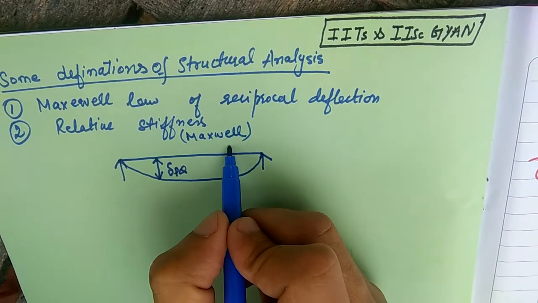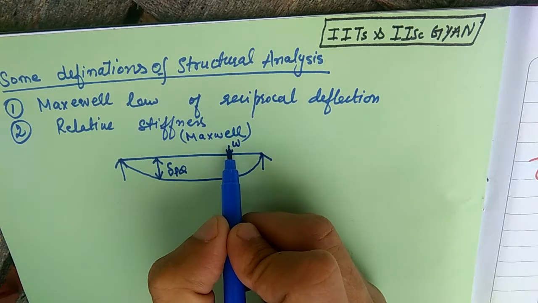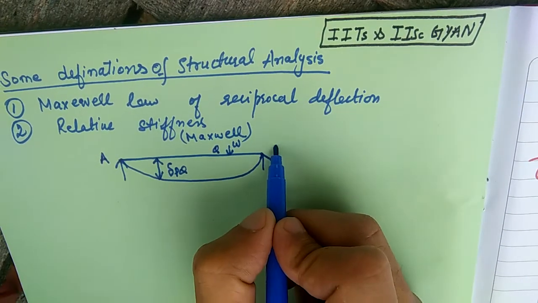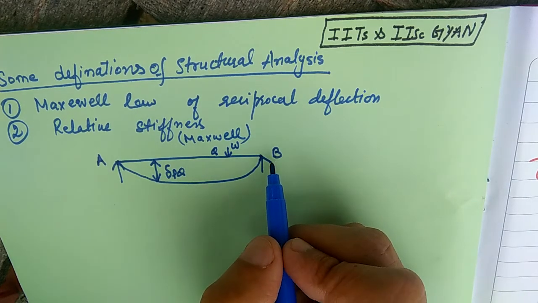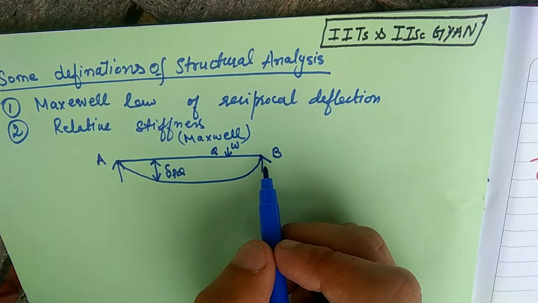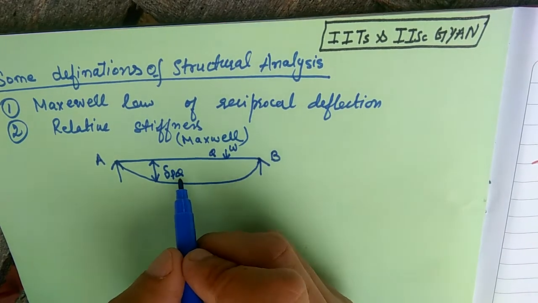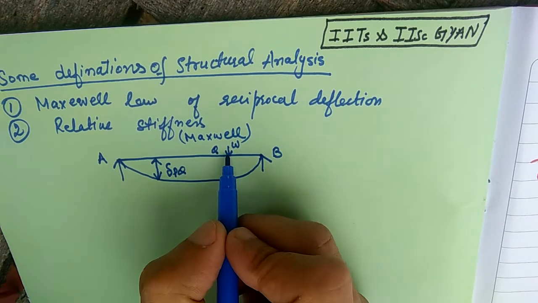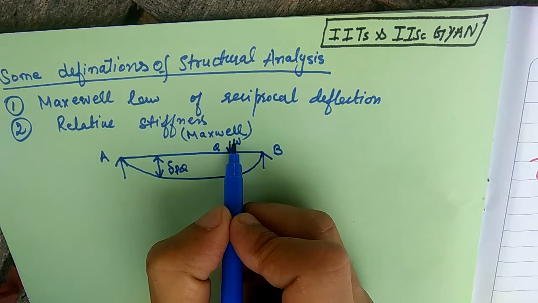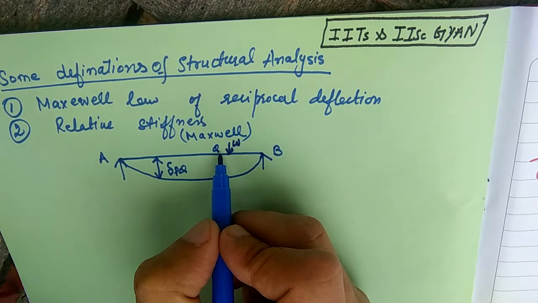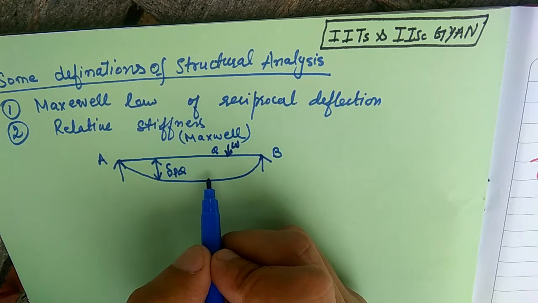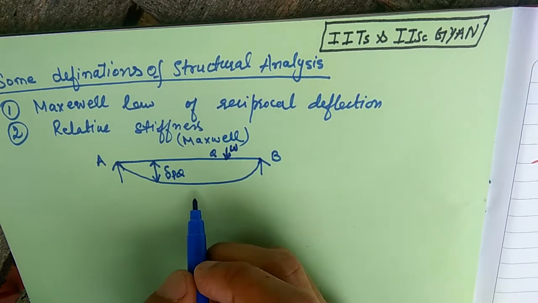Suppose this is the load at point Q, this is A, this one is B. So the displacement at a point P due to the force W applied at point Q is equal to the displacement at the point Q due to the same force applied at point P, shown in another diagram.